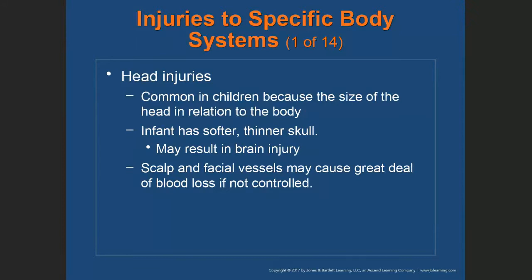For injuries to specific body systems, head injury is common in children because of the size of their head in relation to the body. They have big heads. Infants have a softer, thinner skull, which may result in brain injury. The more flexible or softer the bone structure is, the higher the risk for internal injuries. Scalp and facial vessels may cause a great deal of blood loss if not controlled.